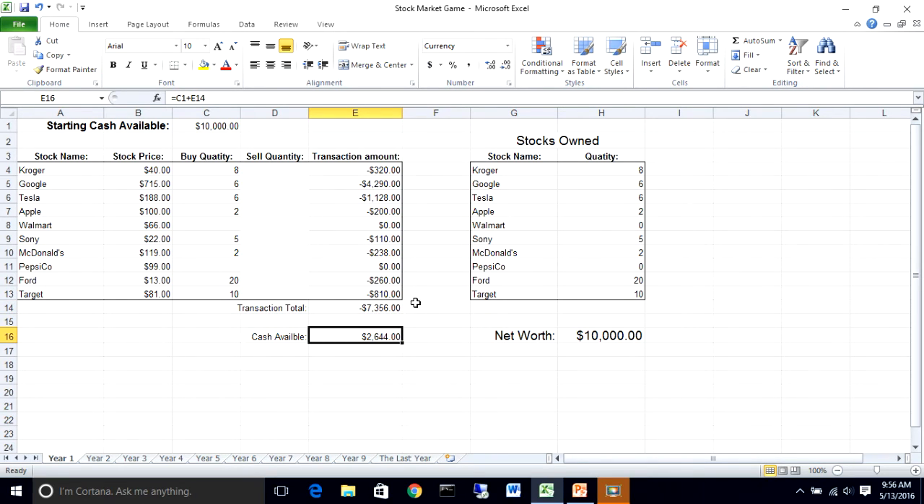I don't want to spend all of my money in the first year, so I'm just going to leave it like that. And you can see all of my stocks owned here. A couple of them I did not buy, my Walmart and my Pepsi. So hopefully Walmart and Pepsi go down so other people lose their money and I make money on mine.